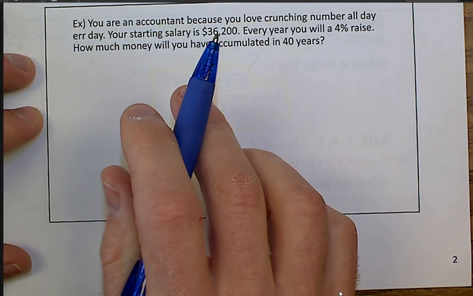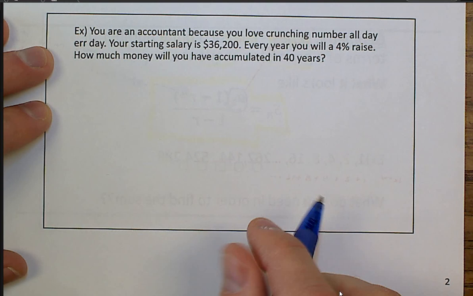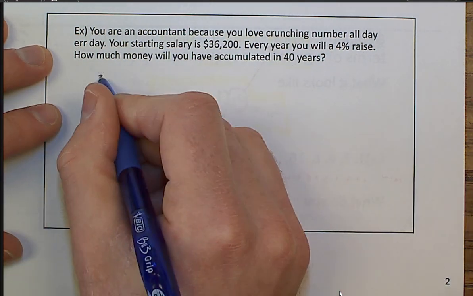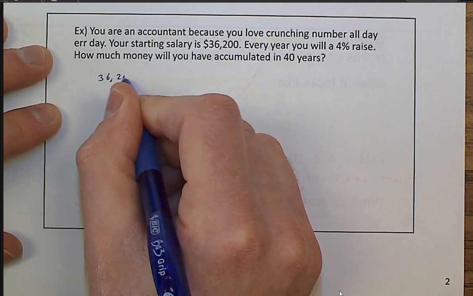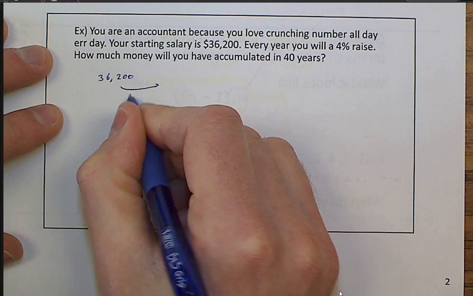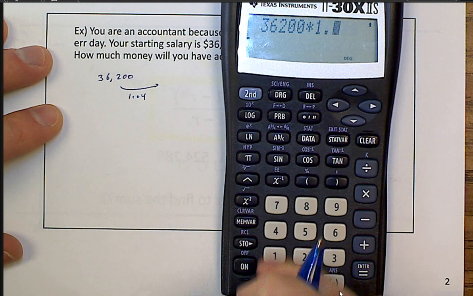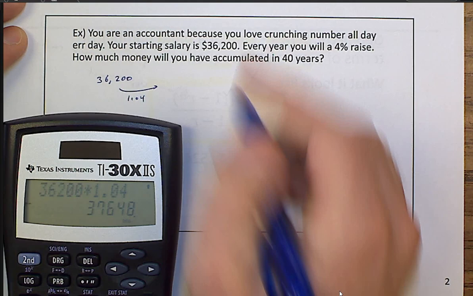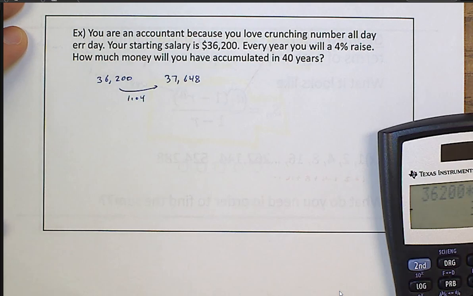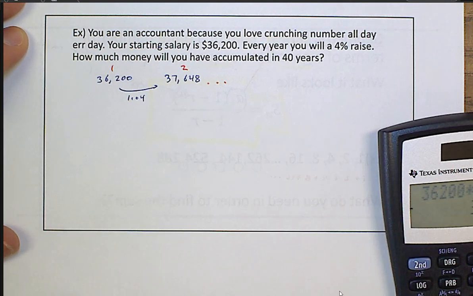I want you to hit pause and try this on your own, see what you come up with. Okay, so basically we're starting out at $36,200, okay? And we know we're getting a 4% raise, so I'm going to times this by 1.04. So if I take 36200 times 1.04, I'm going to have 37648, and we could keep going, so on and so forth, right? Some students like to write it out. That's fine. We don't have to, okay?